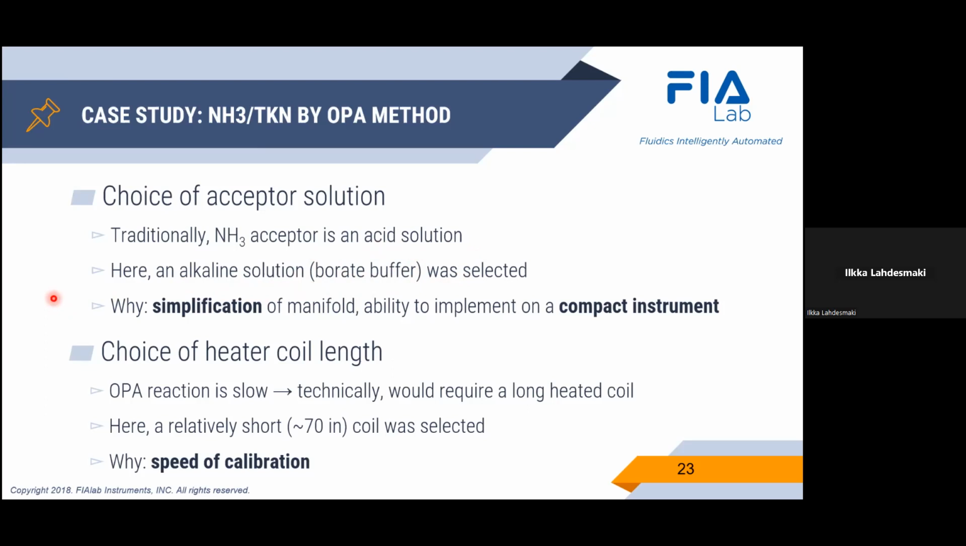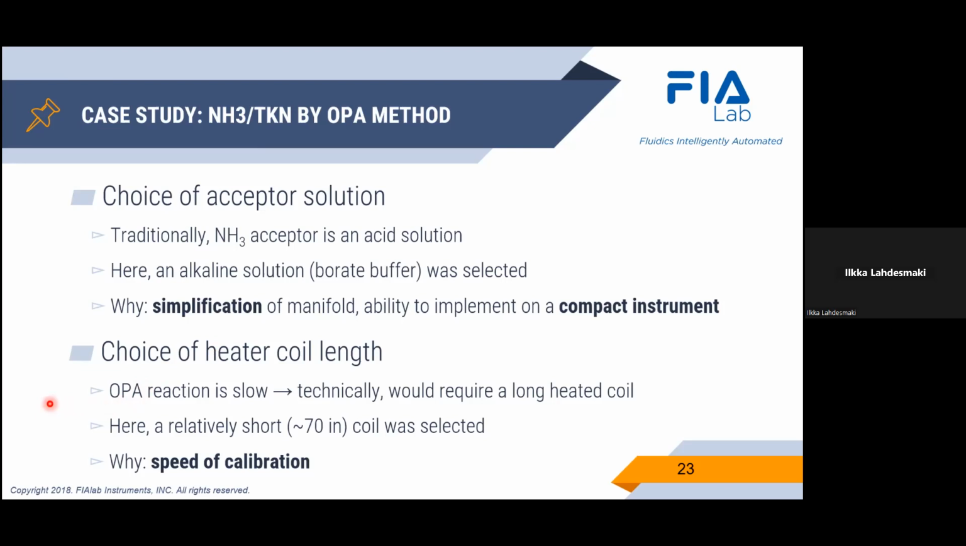The answer is for reasons of simplification. By using the OPA solution as an absorber, we were able to simplify the manifold and make a much more compact and simple instrument. That way, giving practical benefits to the operator who uses it. The other option would have been to use a separate acid stream as an absorber and only then bring in the OPA solution. But now the manifold would have been significantly more complex.